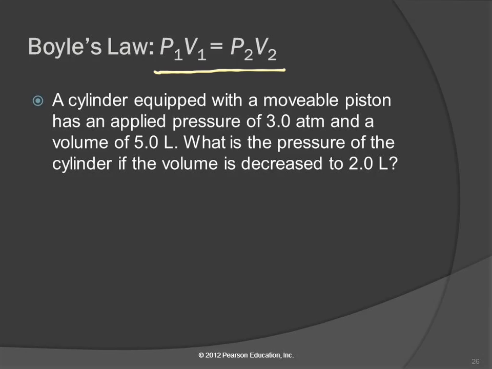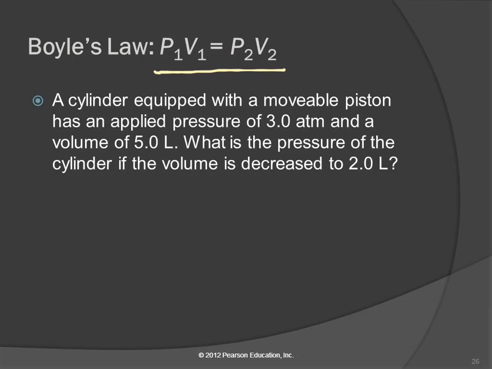And this is a typical gas law problem, and it's important to always read through it first. A cylinder equipped with a movable piston has an applied pressure of 3.0 atmospheres and a volume of 5.0 liters. What is the pressure of the cylinder if the volume is decreased to 2.0 liters? There's a lot of words in there, and there's some numbers too. And many students have trouble taking the sentences and putting them into here.